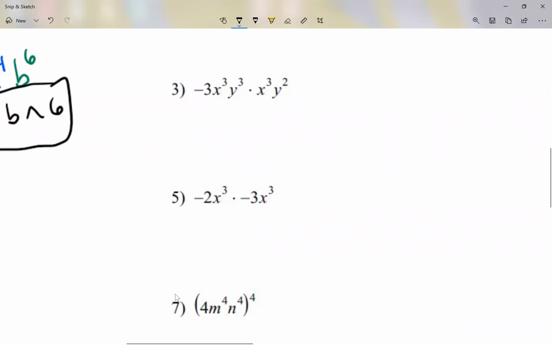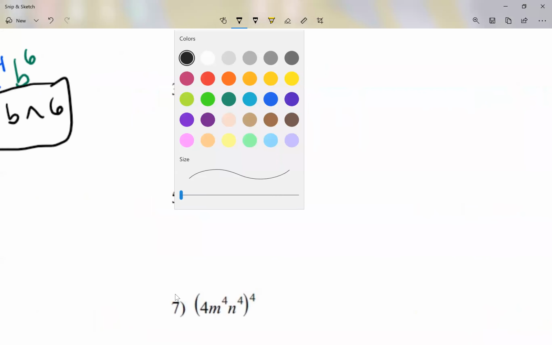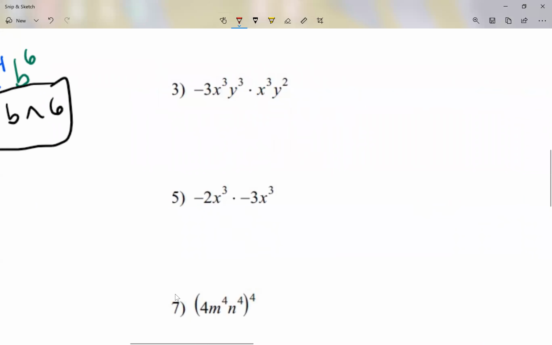All right, let's take a look at question number 3. First of all, I start with my whole numbers only. There's a -3. Then my letters, I'm going to treat them in alphabetical order. So then I have x's. I have x to the third, x to the third, and I know I must add the exponents. So that gives me x to the 6.